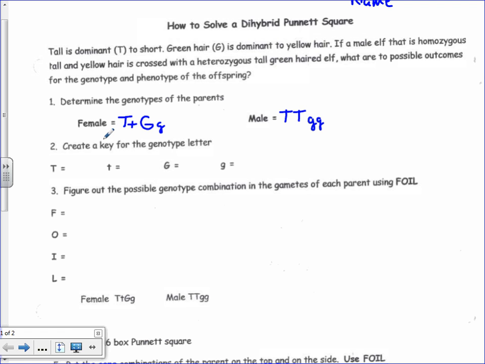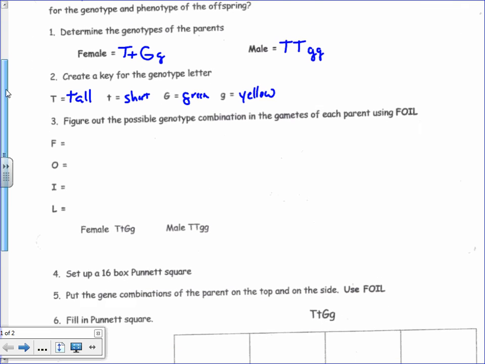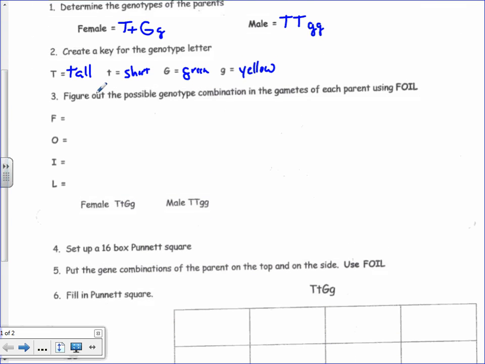We're going to create a key for these genotypes, so capital T represents tall, lowercase t represents short, capital G represents green, and lowercase g represents yellow. Now we're going to figure out the possible genotype combinations in the gametes of each parent, and we are not going to use the FOIL method. So we're going to mark this out.